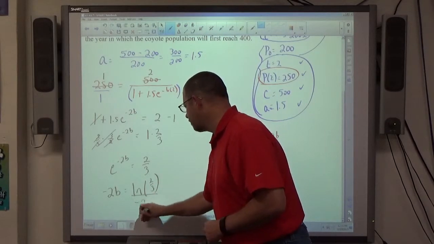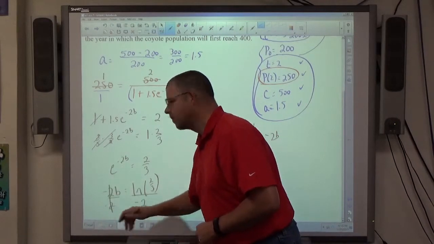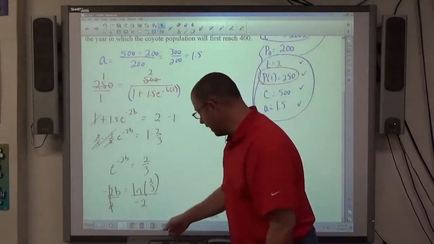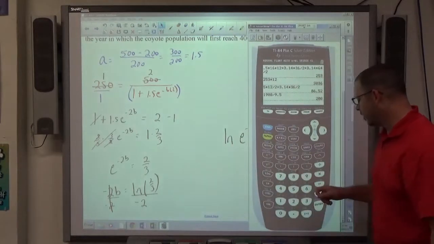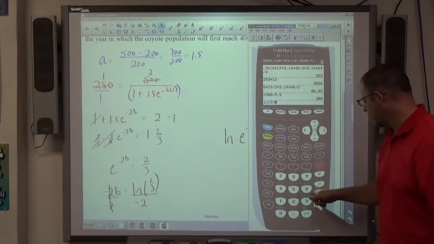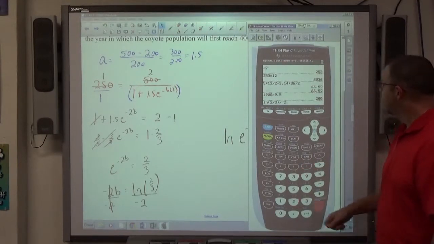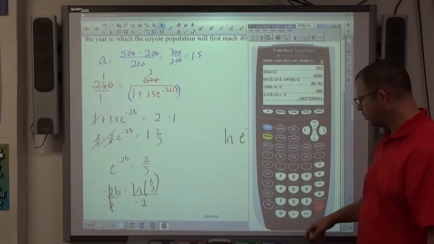Divide both sides by negative 2. And just like that, we've got an expression there that equals b. Then I should evaluate it. So I'm going to do ln of 2 divided by 3, end parentheses, divided by negative 2. And we get positive 0.2027.